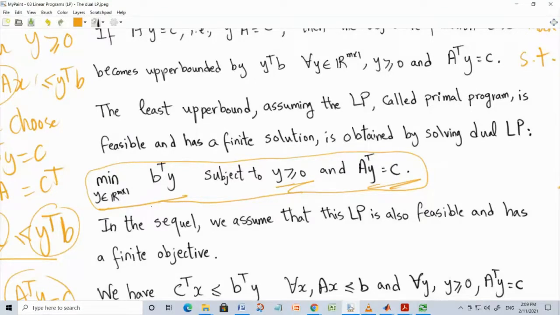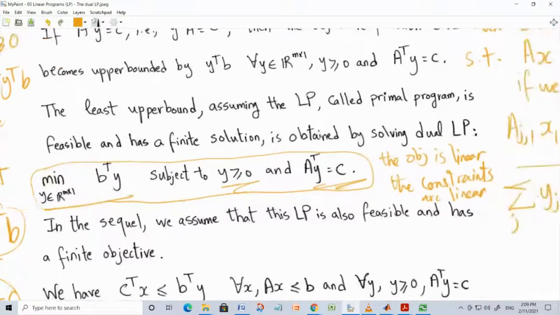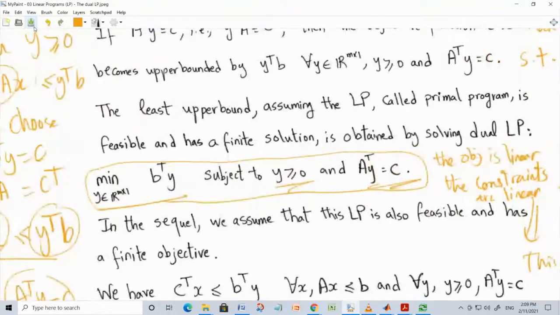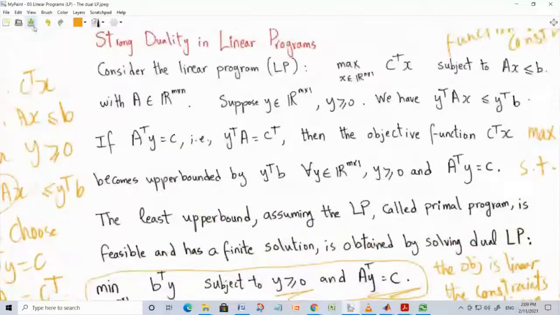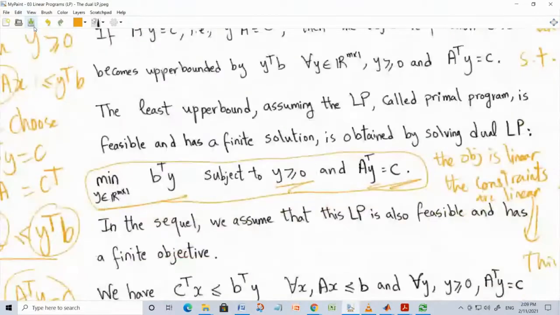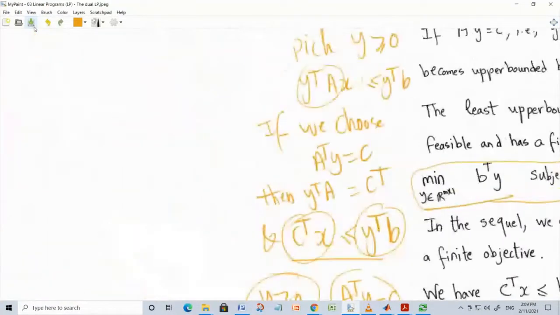Its objective is a linear function of Y. So here the objective is linear, and the constraints are linear. So basically, this problem is also a linear program. And so now we have two names. The original problem is the primal linear program, and this problem here is the dual program.